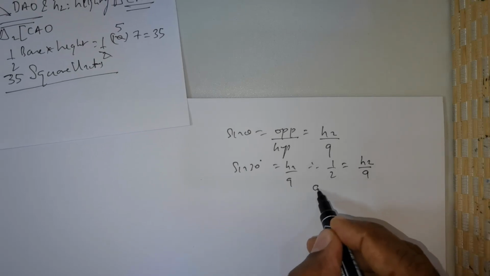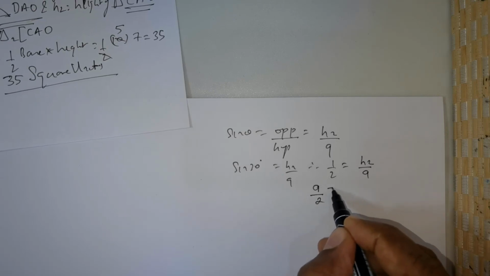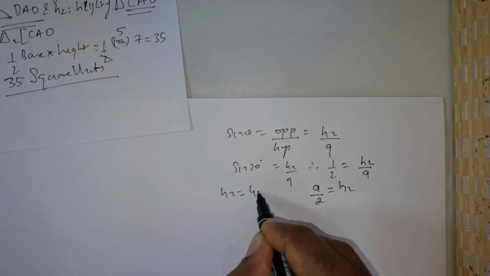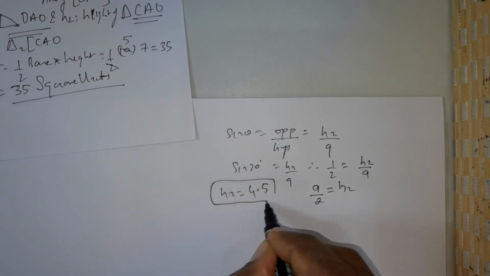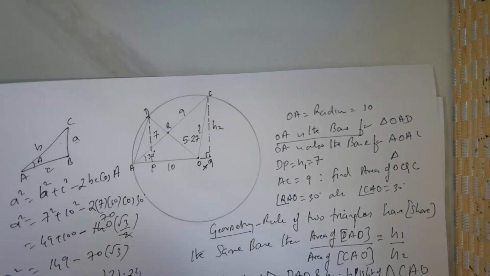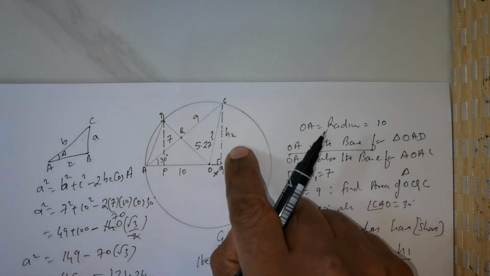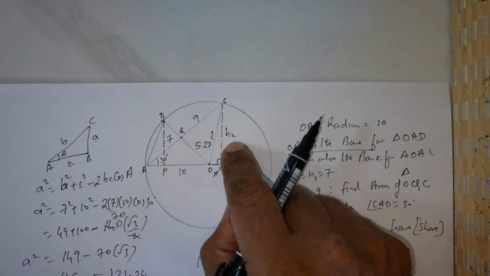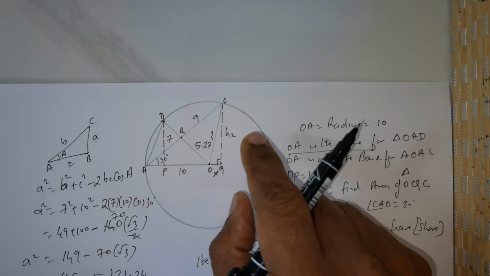And this is going to be 9 over 2 is equal to h2. So the height is 4.5. That is the height. Okay, so that is the height. Now I want to apply Heron's formula and also get the value of the height.